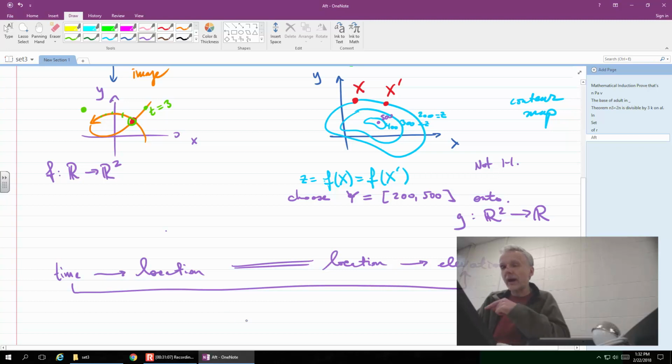So it is F followed by G, which unfortunately in algebra is written in the wrong order. You first write G and then F. G, circle, F, that's what I'm talking about. So once again, this is F, this is G. And if you make the two steps all the way through, it gives me elevation as a function of time.